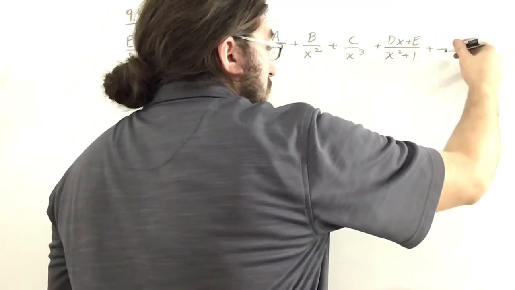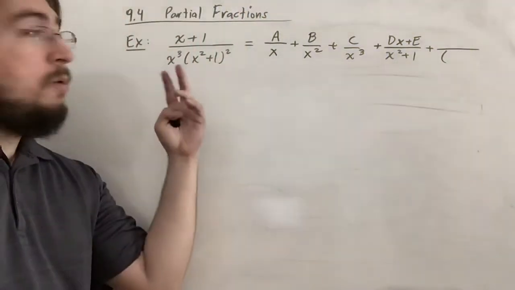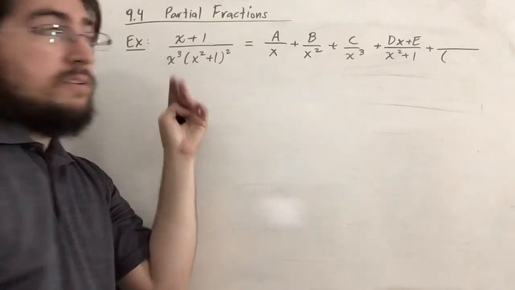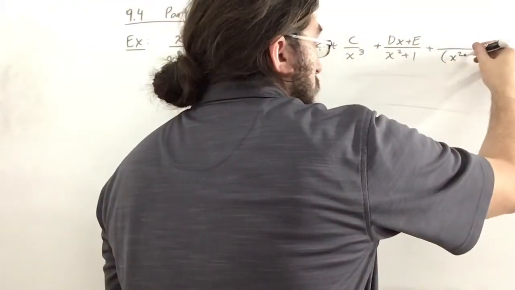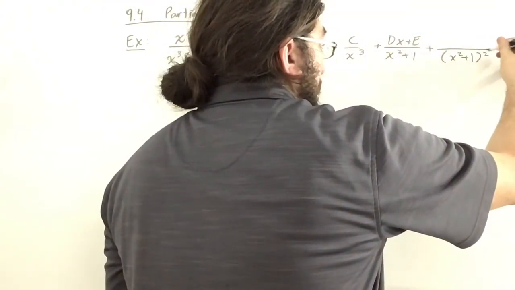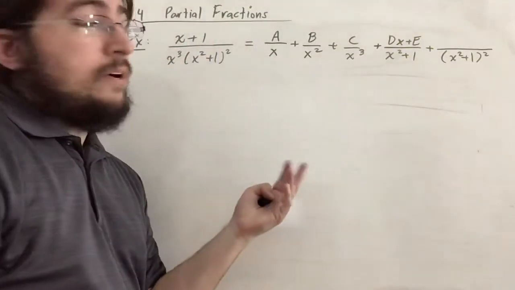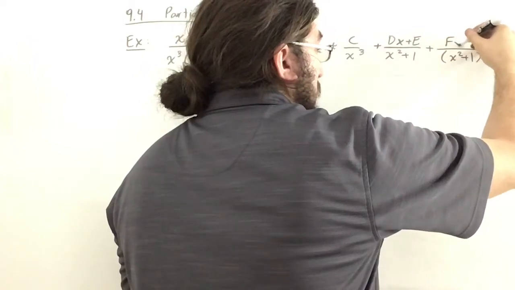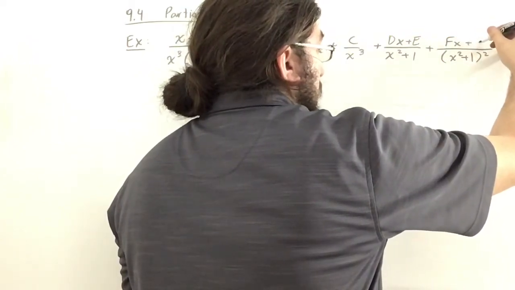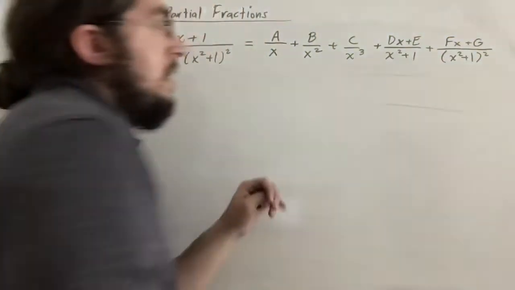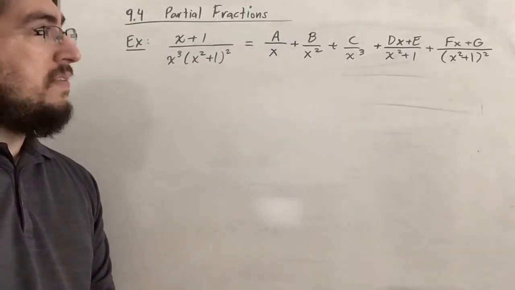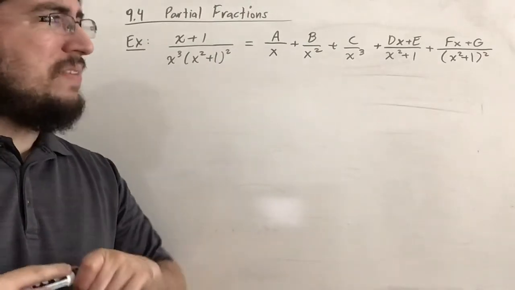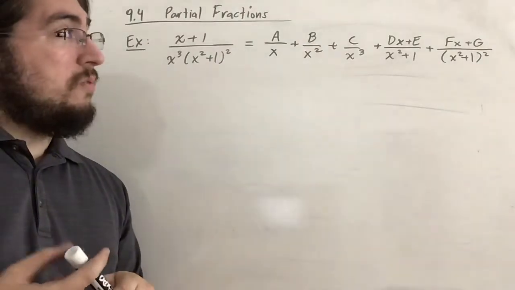And then plus, since it's repeated now, we need another term for this factor squared. So (x squared plus 1), quantity squared, and its numerator is going to be another linear expression, which, now that we're at f, is going to be fx plus g, I guess. Yikes, so it's a lot going on. Obviously, there's a total of 8 different things we would have to solve for, or I guess 7 different things we'd have to solve for here.